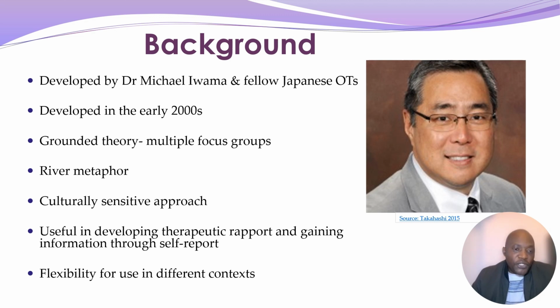the occupational issues. So then they engaged in loads of research using the grounded theory approach, which is normally used when people are developing theories with multiple focus groups. And by the end of that study, they were then able to come up with the first version of the Kawa model, which uses the river as a metaphor, with the river representing one's life.